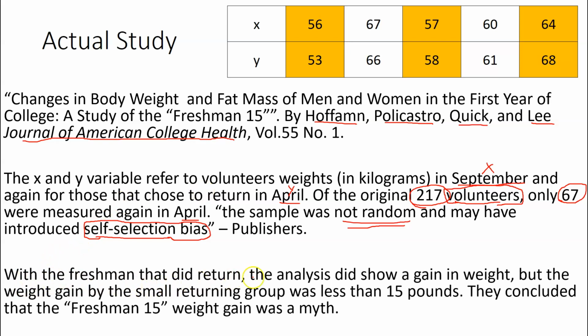With the freshmen that did return, analysis did show gain in weight, but the weight gained by the small returning group was less than 15 pounds, so they concluded that the Freshman 15 was a myth. Notice they drew a conclusion here. Because of their faulty sampling methods, most likely this is a faulty conclusion. And that's how you got to see numbers. To just say, hey, these people did a study, and in their study they said the Freshman 15 was false. It might be false. I don't know if it is or not. What I do know is my opinion is not going to be based off of this study, because this study was done horribly. If somebody came along and did a randomized, not volunteer, study, it would carry a lot more weight with whatever conclusion they happen to draw.